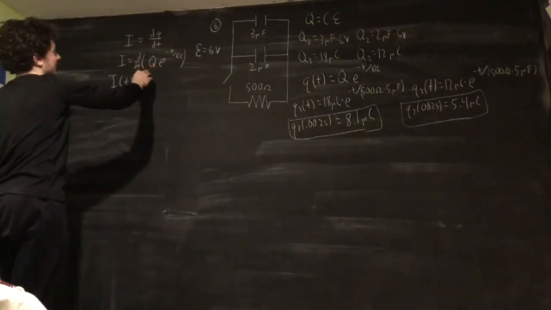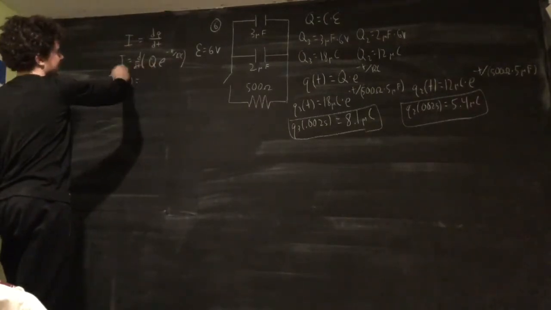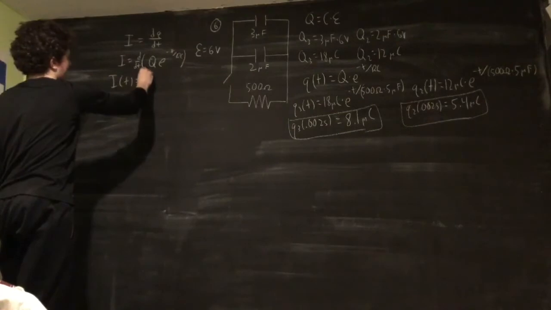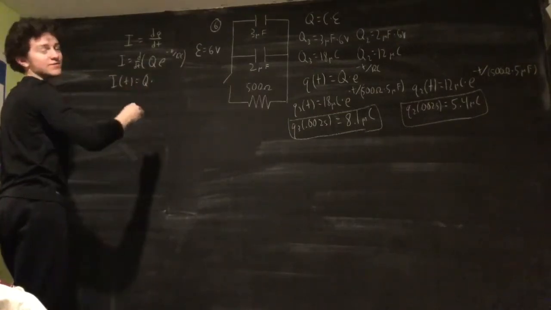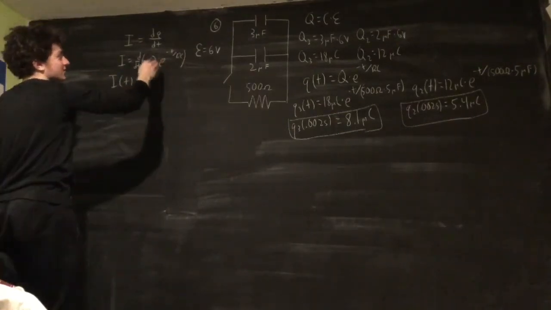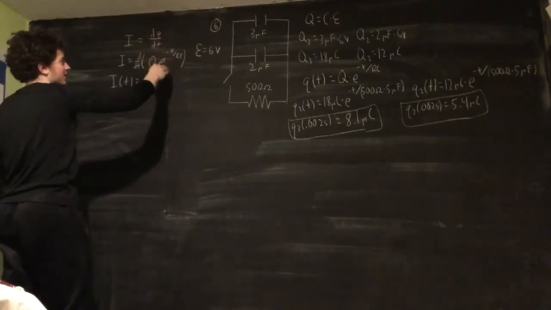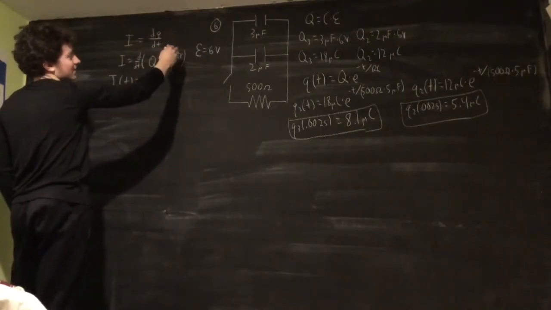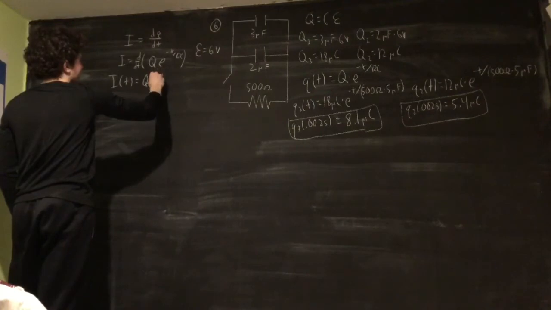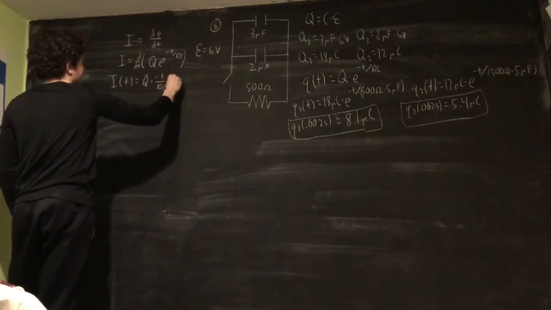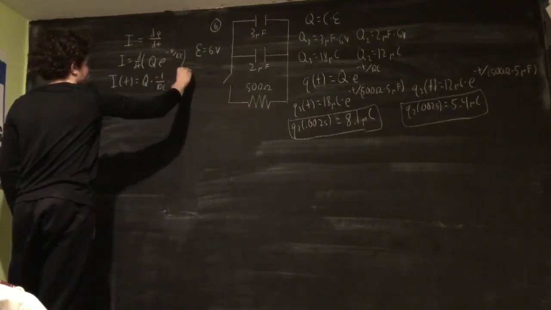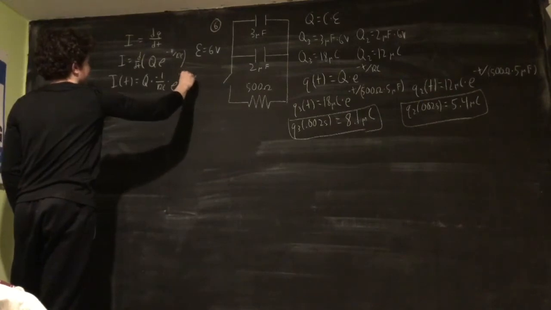When you take the derivative of this expression, Q is a constant, so you can just take that out. And whenever you take the derivative of e to the any power, it's always a derivative of the power times the whole thing. So what's the derivative of negative t over RC? Just negative 1 over RC times e, again, the negative t over RC. Basic calculus.